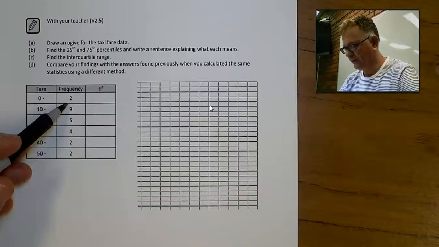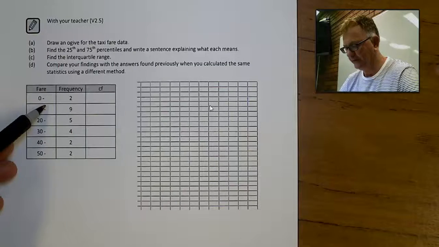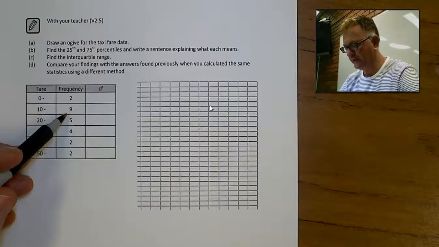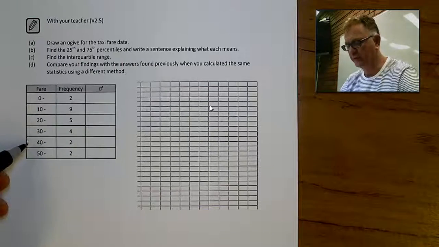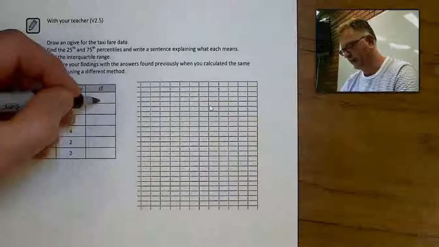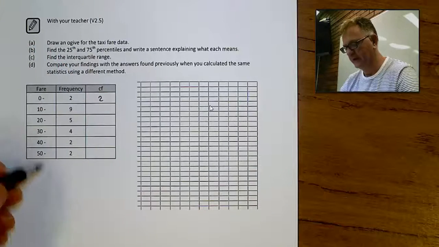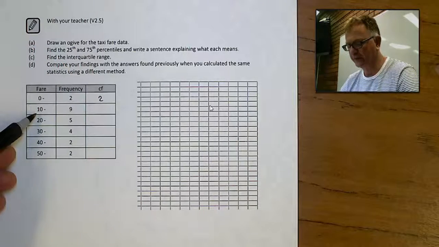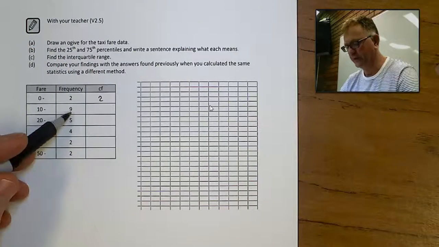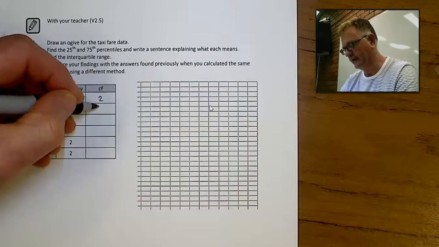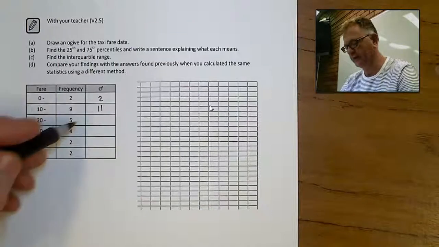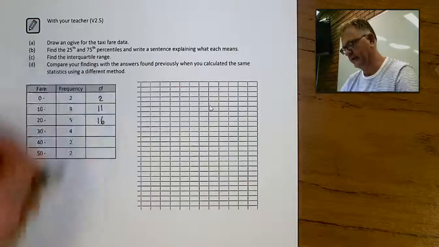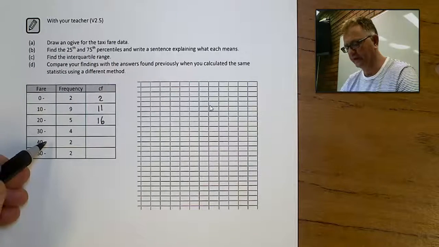There were 2 fares of between $0 and $10. Then there were 9 fares of between $10 and $20. So if you put them in order of size, after we've counted the first group, we've counted 2. Then after we've counted all the fares between $10 and $20, there were 9 there, plus the 2 we've already counted is 11 in total. There were 5 more fares in this group. In total, 16 were below $30.